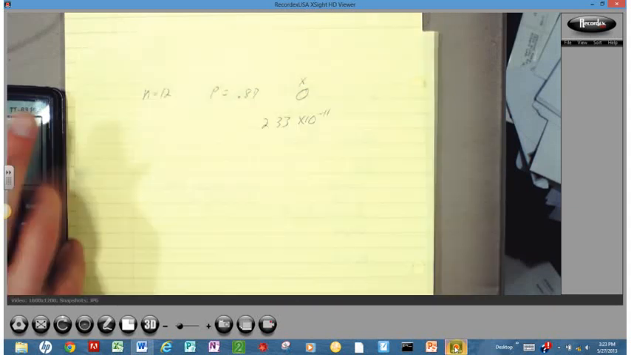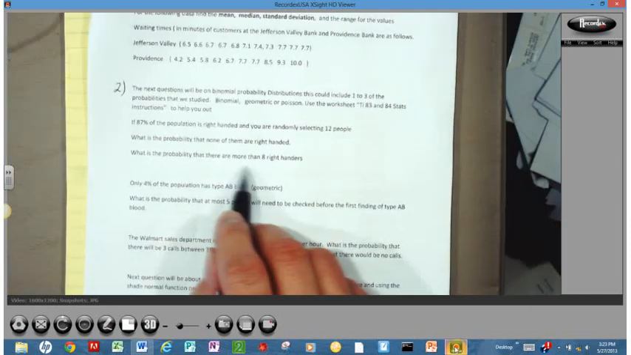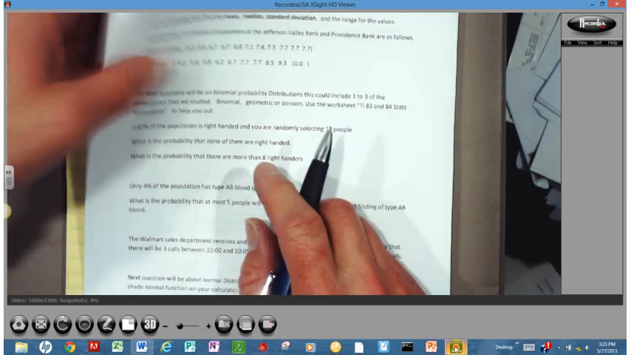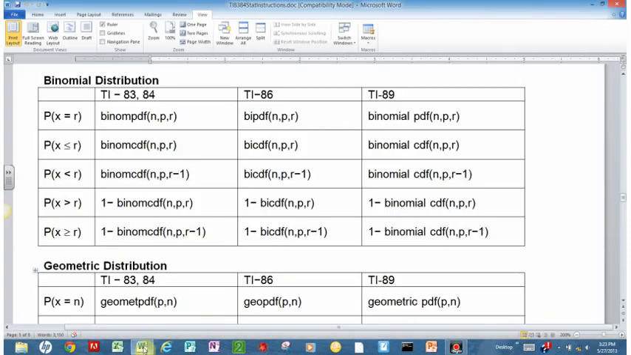Well, what about the next one down? Next one down says this. What is the probability that there are more than 8 right-handers? More than 8 right-handers. So I'm going to this thing right here and check that out. More than 8 would mean this one down here. X is greater than 8, so the equation is 1 minus the binomial CDF.